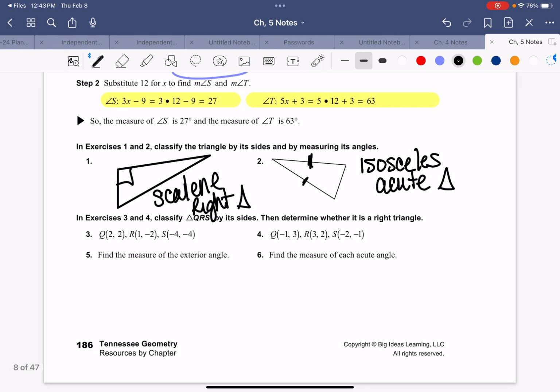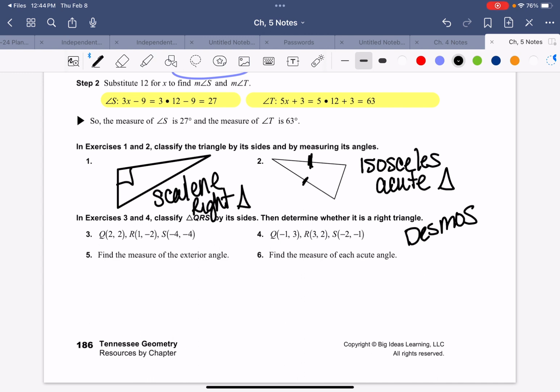Now, here we've got next exercises 3 and 4. Triangle QRS, we want to classify it by its sides and then determine whether it is a right angle. Okay? Now, several different ways you can do this. Probably what I would do is I'm going to graph it in Desmos, and then I'm going to compare those slopes. I'm going to count rise over run and see if I've got any of my slopes that are negative reciprocals of each other. Okay?